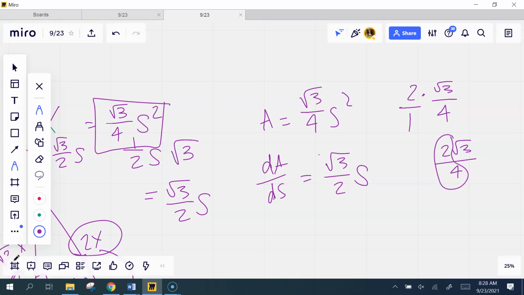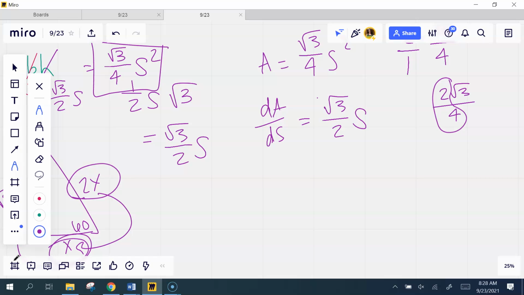Part C, evaluate the rate of change. Wait, no, we didn't do part B. Yeah, we did. We're on number 3. Now it says with respect to the side S. That's why we did dA/dS.